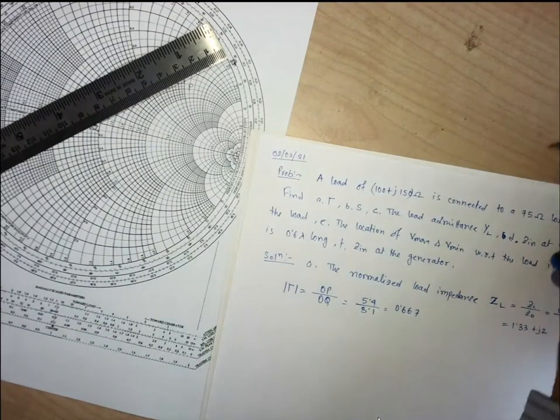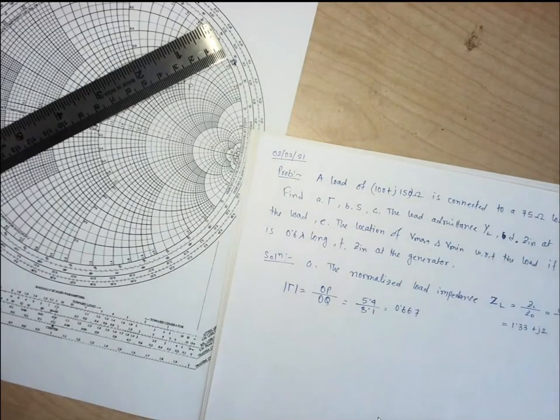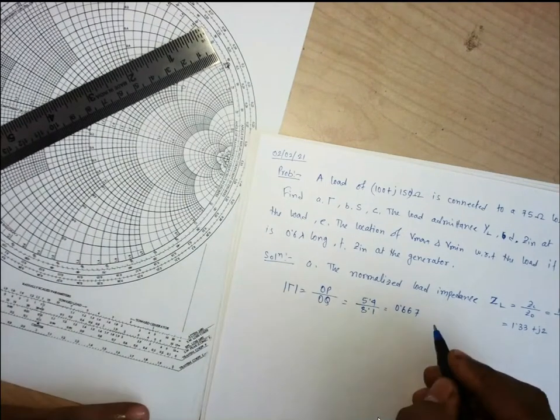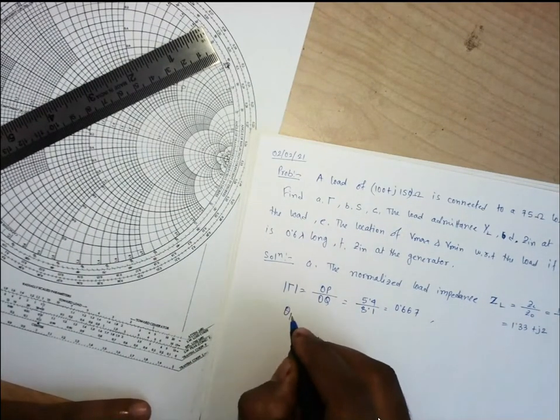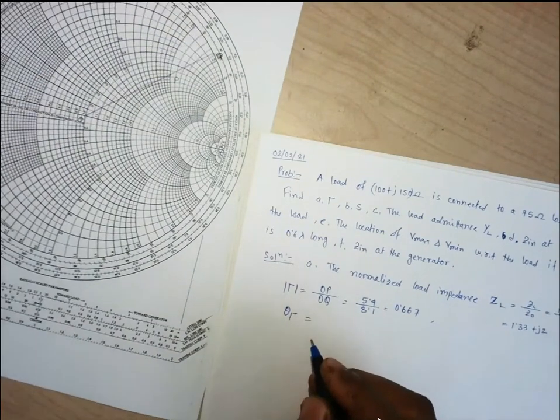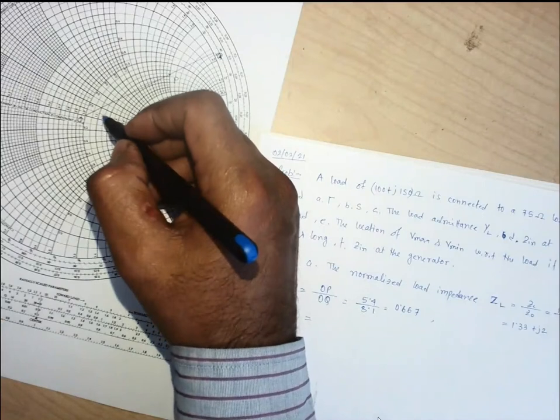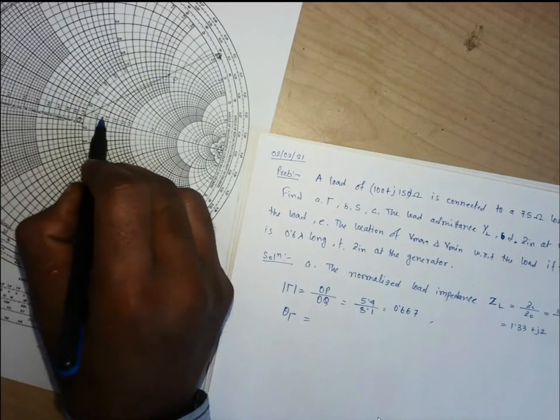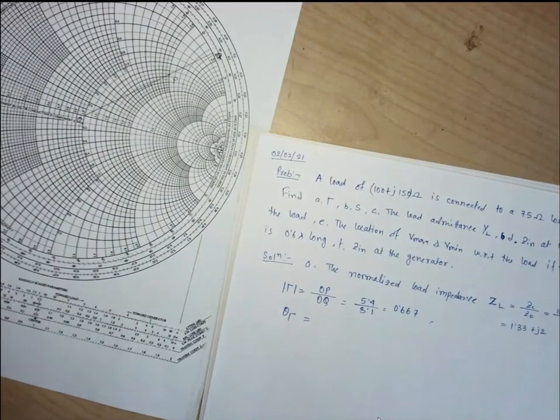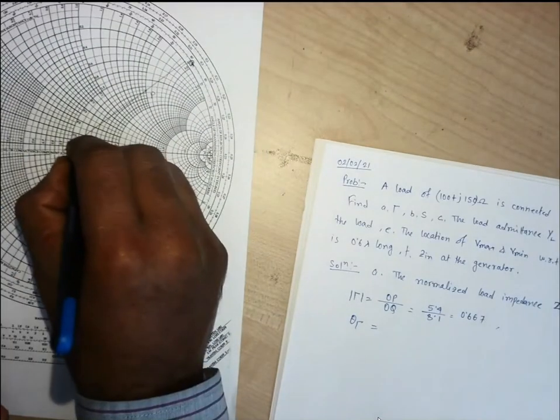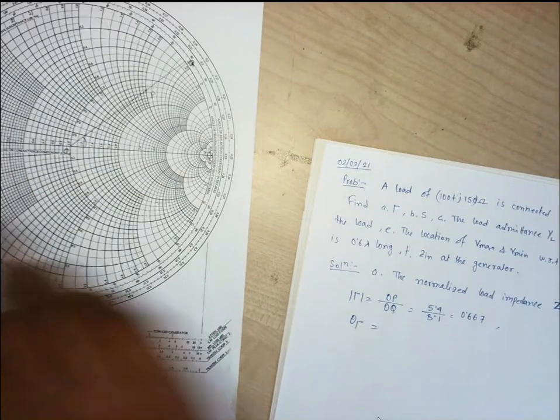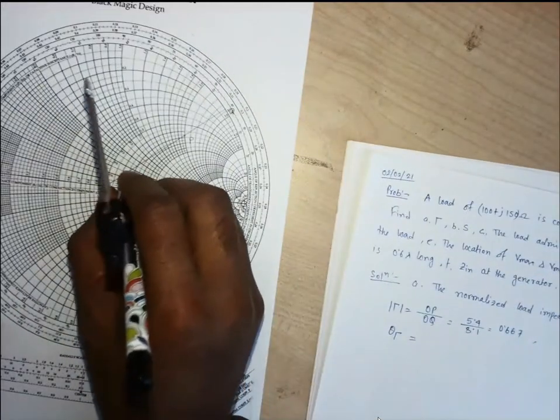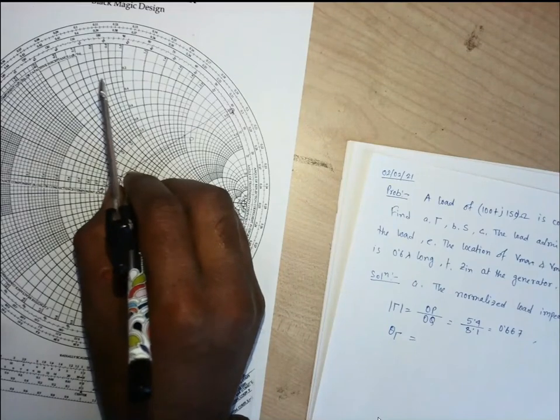We can also find it numerically, ZL minus Z0 by ZL plus Z0. Okay. Next, we need to find out the angle theta gamma. What will be that angle? The angle included between the gamma r axis and this line. So this will be theta gamma.